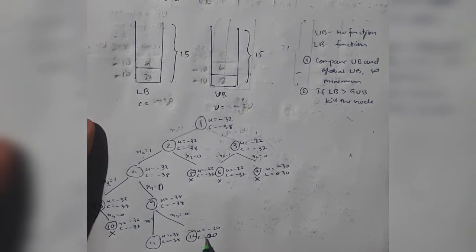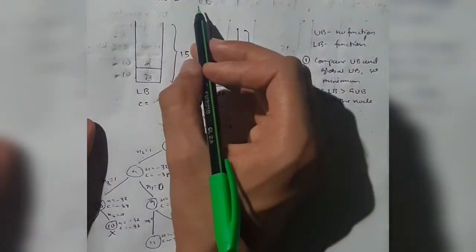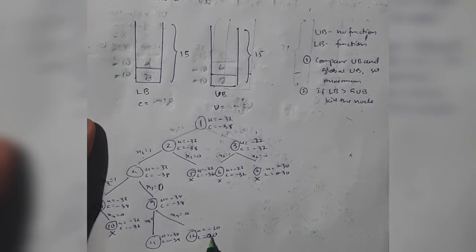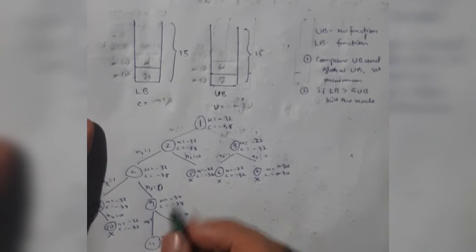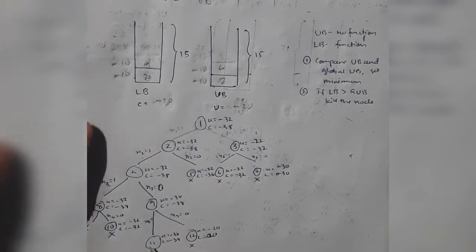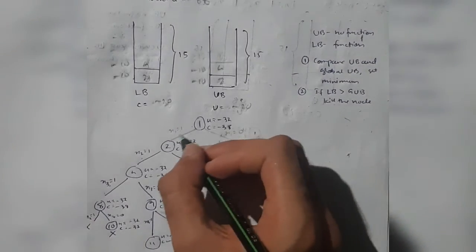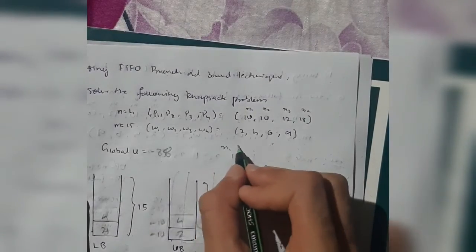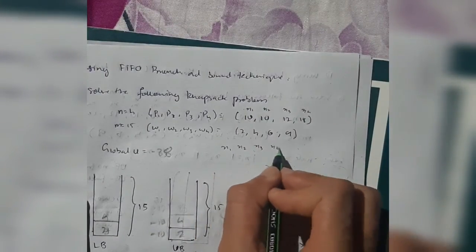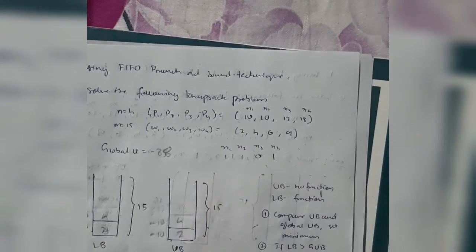And what about this one? C is minus 20, which is greater than minus 38. So I'll be cutting this node. We are only left with this node if you observe the whole graph here. So this is the correct answer, which is 1, 1, 0, 1. So we'll be mentioning the final answer here, x1, x2, x3 and x4 as 1, 1, 0, 1.